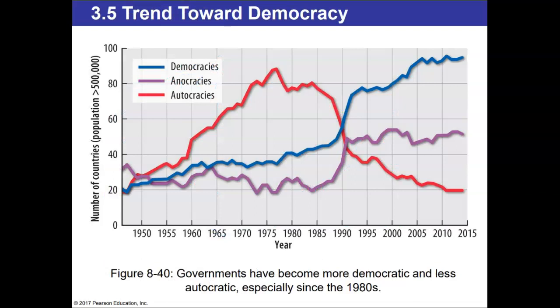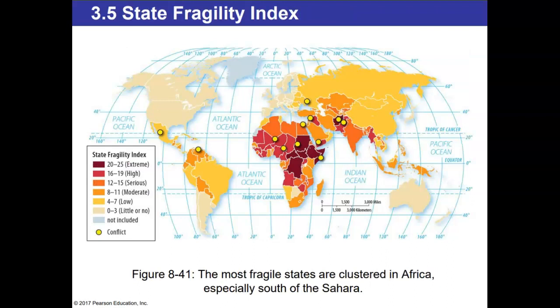Take a look at figure 8-40 located on page 288 of your textbook. You'll see that governments have become more democratic and less autocratic, especially since the 1980s. The most rapid increase in democracies came after the breakup of communist states in Europe. Looking at figure 8-41 located on page 289 of your textbook, we see that the most fragile states are clustered in Africa, especially south of the Sahara.